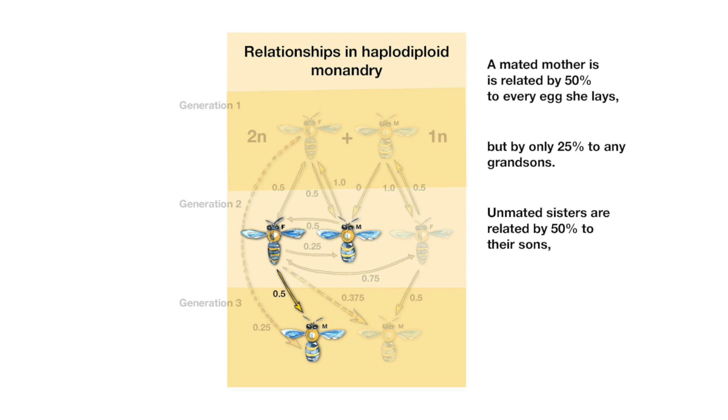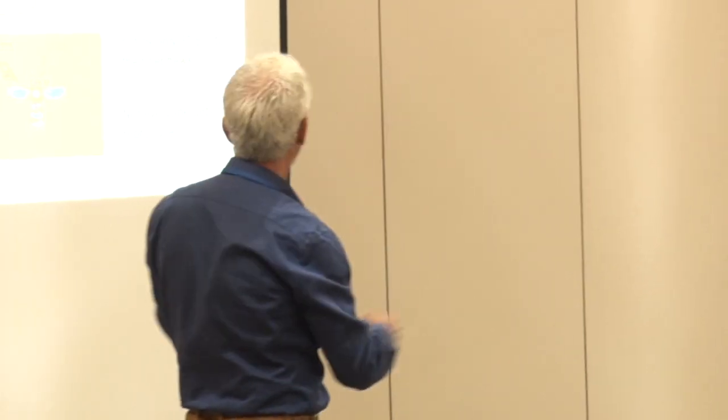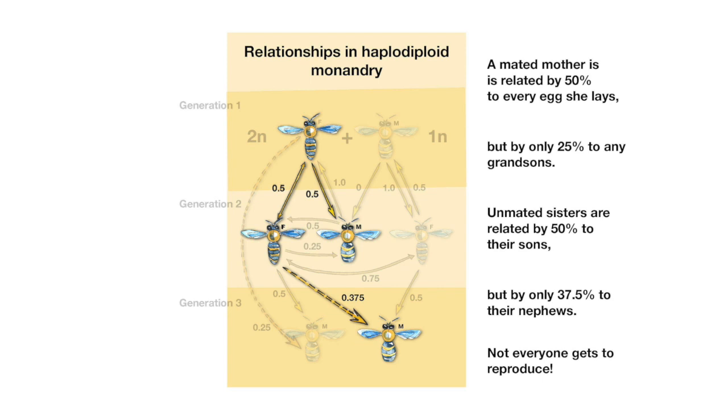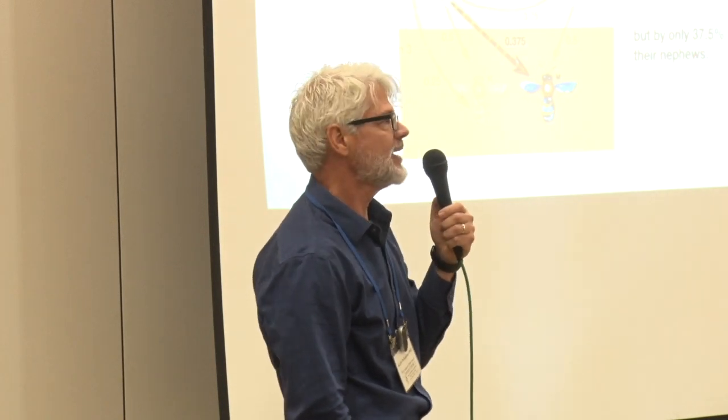So far, so good, because we're talking about female inheritance. But she's only 37.5% related to their nephews. So what this means is not everybody gets to reproduce in the nest. A queen, if she has mated with one male and she has her daughters staying at the nest, is not going to be interested in her daughters producing grandsons with whom she has only 25% of her genes in common. And a worker, if she wants to lay eggs, and they can, and they do, and sometimes they escape the queen's pheromones and lay eggs, she's going to be related to her son by 50%, but she's not going to want to help her sister produce a nephew with whom she's only 37.5% related.